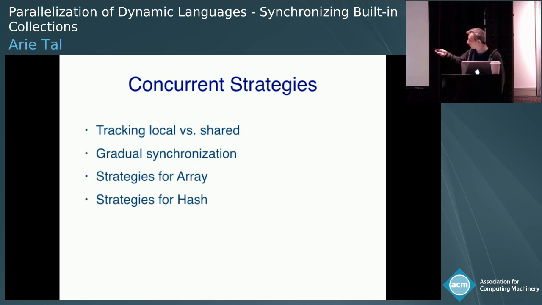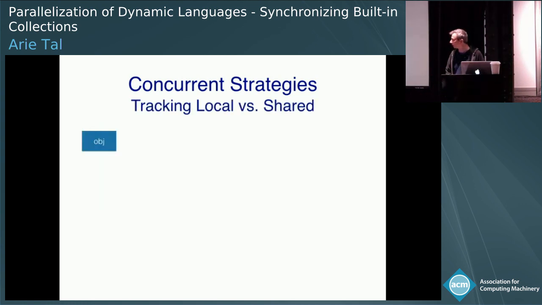We do this by tracking local versus shared. We'll show it pretty soon. We also do gradual synchronization. So essentially, imagine having strategies that gradually apply more and more synchronization overhead based on how the objects are used. We will present strategies for array and strategies for hash, which are the main kind of building collections in Ruby that we dealt with. So, tracking local versus shared.